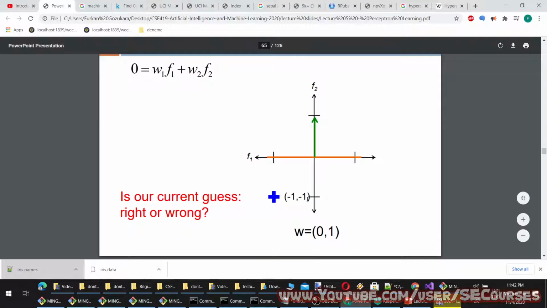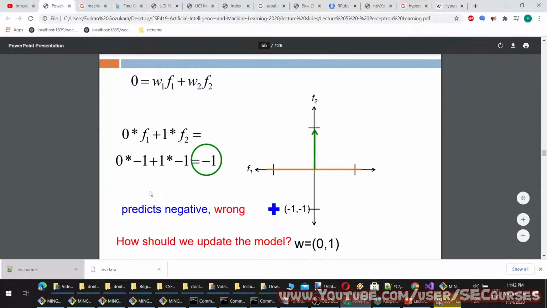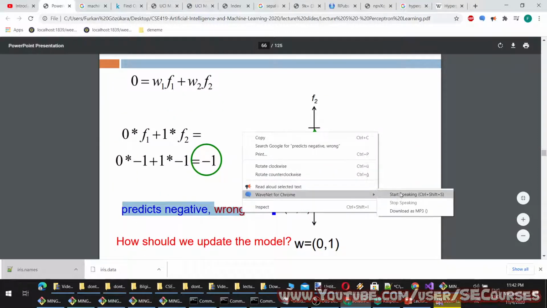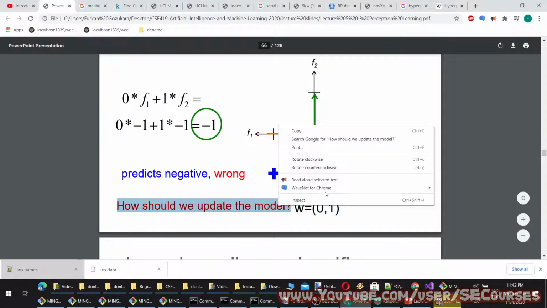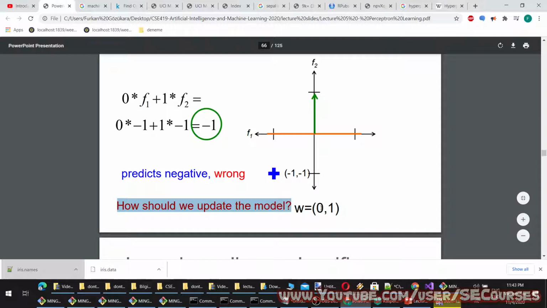So any example has arrived, and is our current guess right or wrong? We can calculate it. -1 product 0 is 0. -1 product 1 is -1. And the result is negative. Therefore, this classification is incorrect. So we have to update our weights again. Okay. Predicts negative, wrong. How should we update the model?